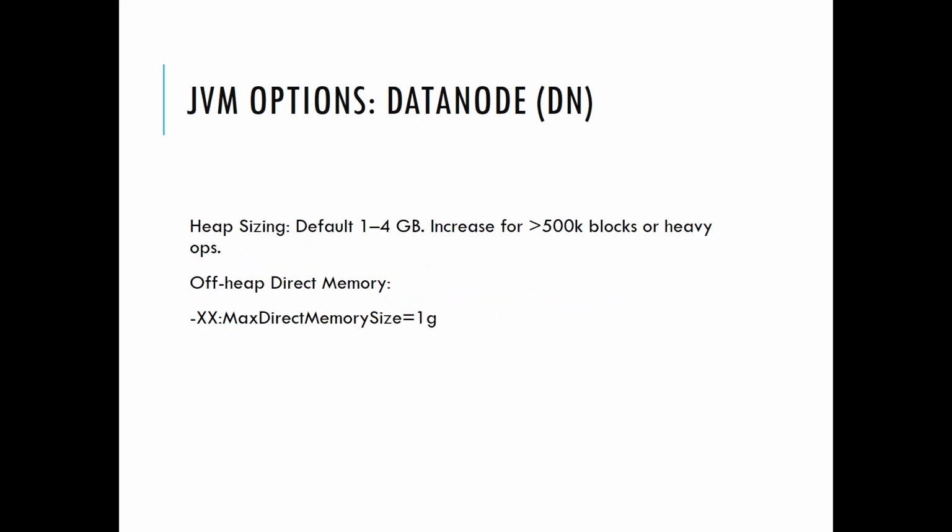The DataNode requires a smaller heap by default, typically between 1 and 4 GB. However, for clusters with over 500,000 blocks or heavy read-write operations, you should increase the heap size accordingly. Also, configure off-heap direct memory with the flag -XX:MaxDirectMemorySize=1g. This allows efficient memory mapping and buffering outside the JVM heap, improving performance for block-level operations.